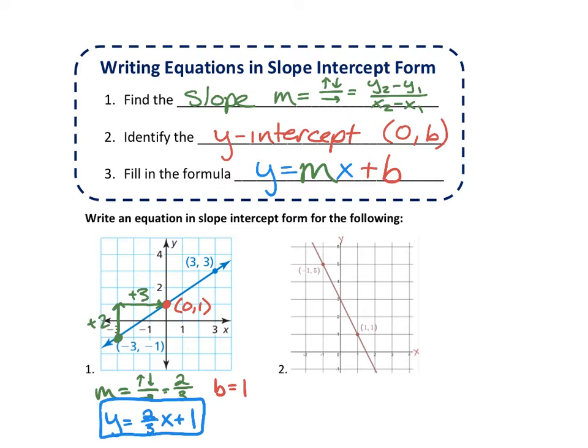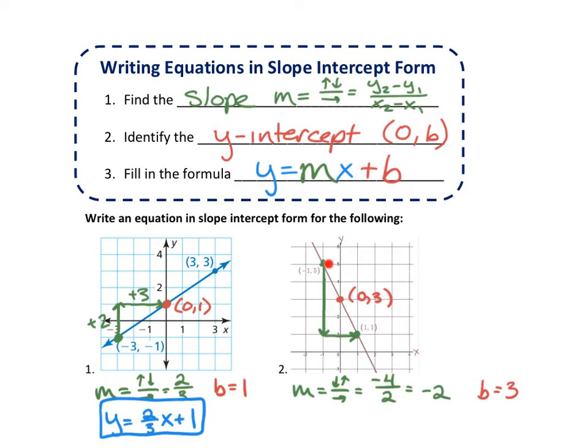Okay, you guys pause the video right now. I want you to go ahead and try number 2. Find the slope, find the y-intercept, and plug those m and b's into the formula. Even if you picked 2 different points than I did to calculate your slope, we should, if we do the rise and run correctly, still end up with a reduced fraction that is the same.